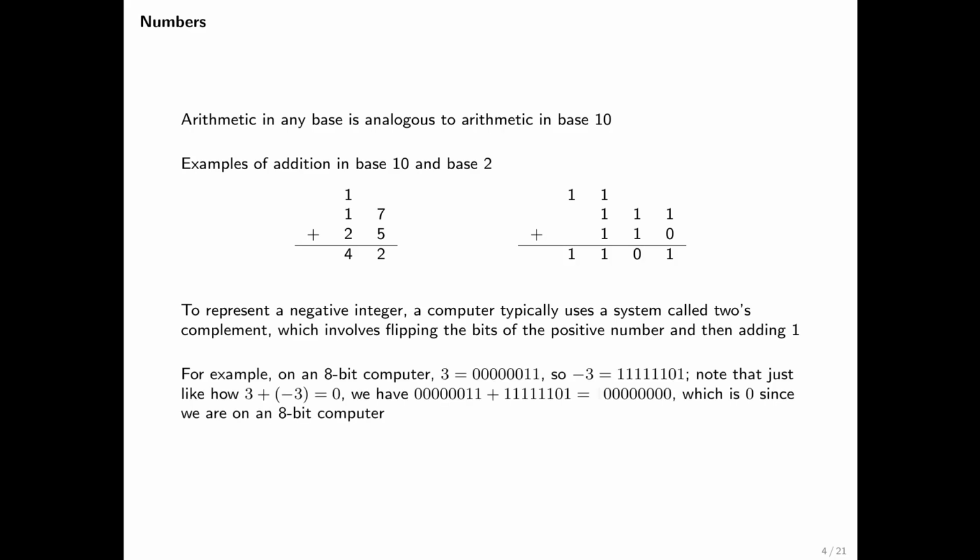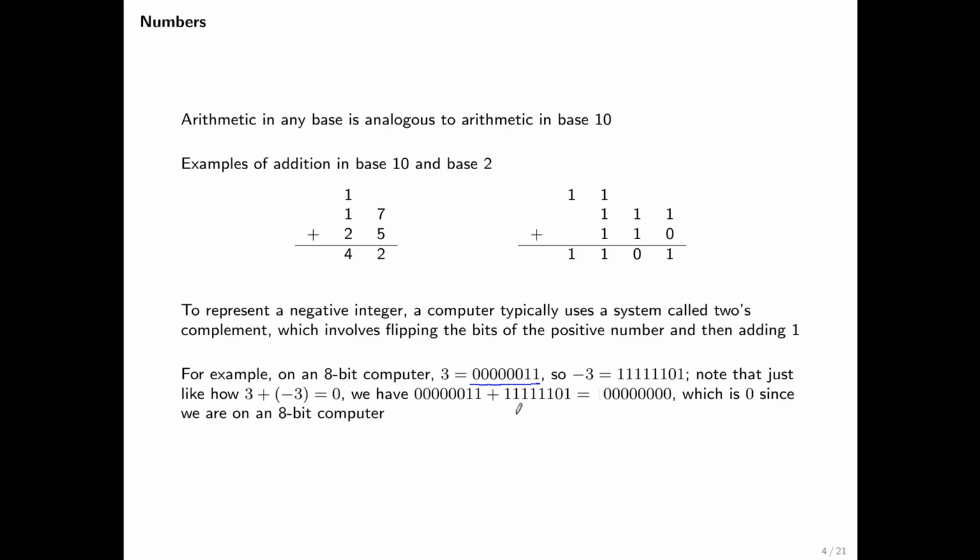Let's say we are on an 8-bit computer where all the numbers are represented using 8 bits. So how is 3 represented on such a computer? Well, it is 6 zeros followed by 2 ones. So that's 3 in binary. Now the question is, how do we figure out the binary representation for -3?